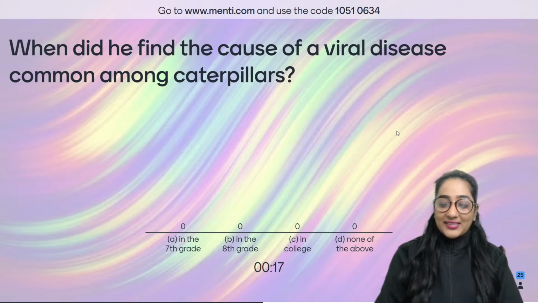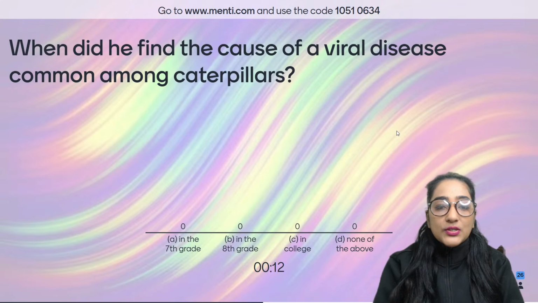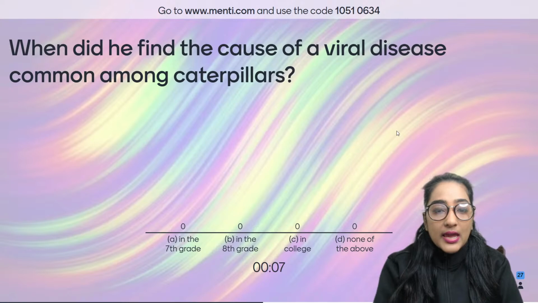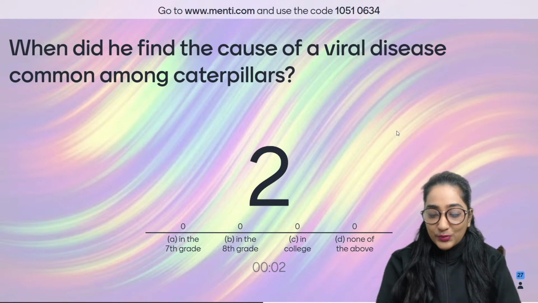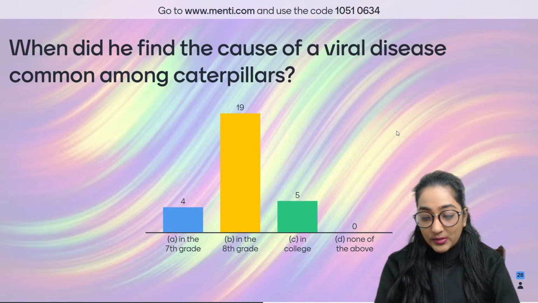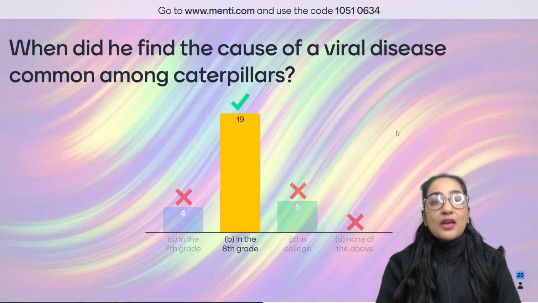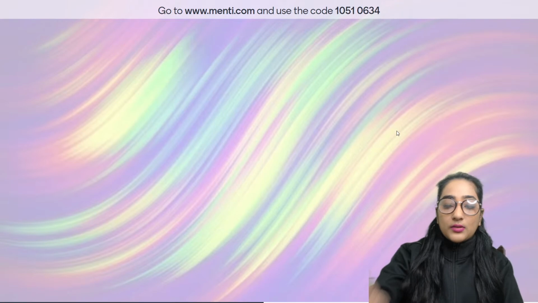What is it, everybody? 13, 12, 11, 10. Let's see how it goes, guys. 8, 7, 6, 5, 4, 3, 2, 1. And the time is up. Payal says C, Krishna says A, Yogita says A. Okay, very good. In the 8th grade, he found the cause of a viral disease which is common among caterpillars. So that is where you are really good.